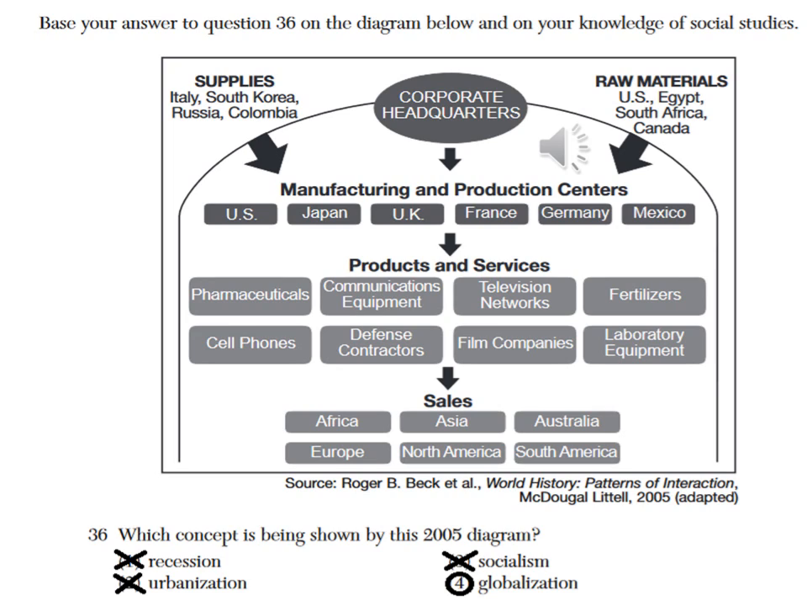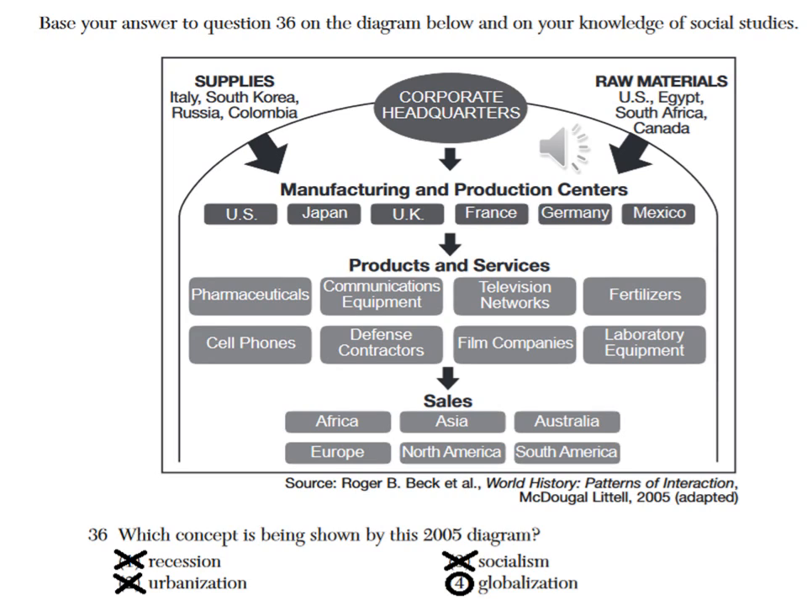So it says corporate headquarters on top, supplies: Italy, South Korea, Russia, Colombia; raw materials: US, Egypt, South Africa, Canada; manufacturing and production centers: US, Japan, UK, France, Germany, Mexico. Products and services, you see a whole bunch of services, and sales, where it's finally being sold: Africa, Asia, Australia, Europe, North America, South America.